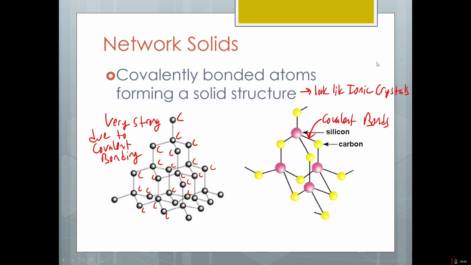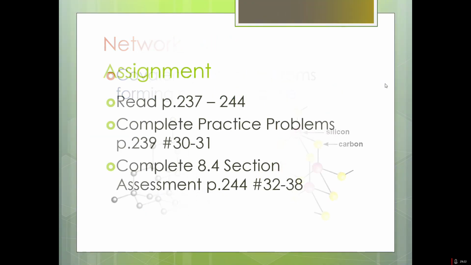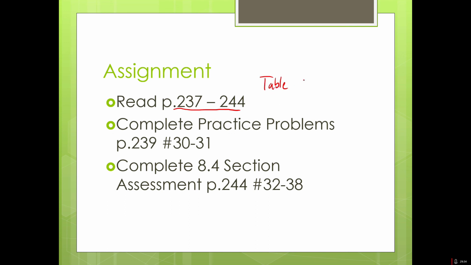Your assignment for this section is as follows. And yeah, there you go. Read these pages in your textbook. And again, the table of electronegativities is on page 177.